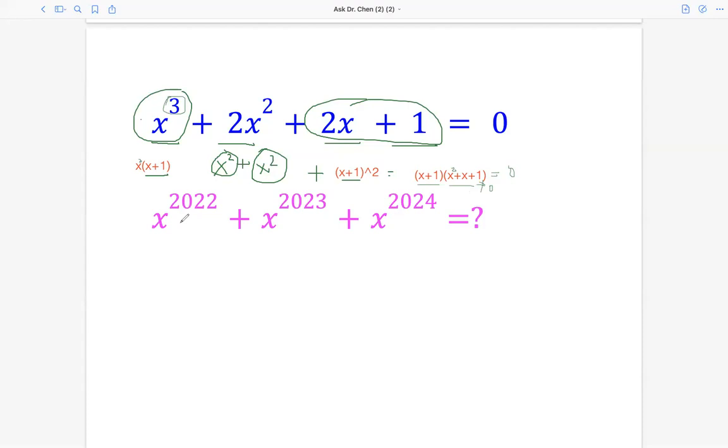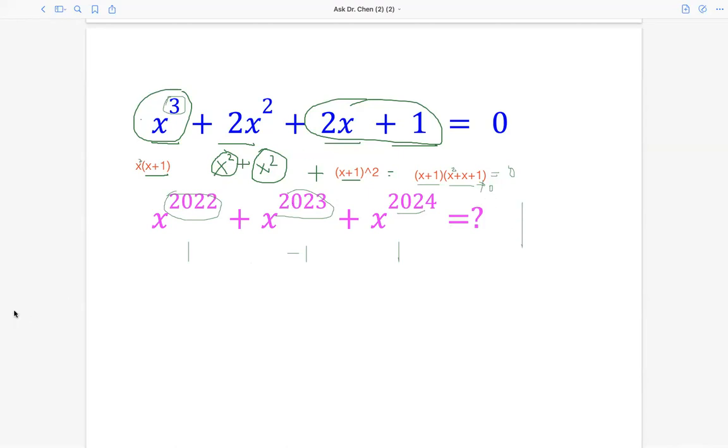If x equals -1, raised by an even number is +1. Raised by an odd number, -1. Raised by an even number, +1. Right, so I have 1 plus 1, 2. 2 minus 1, 1. So the answer is 1.